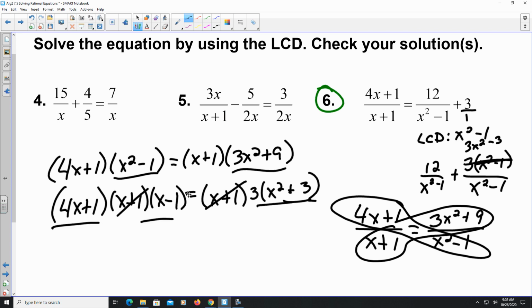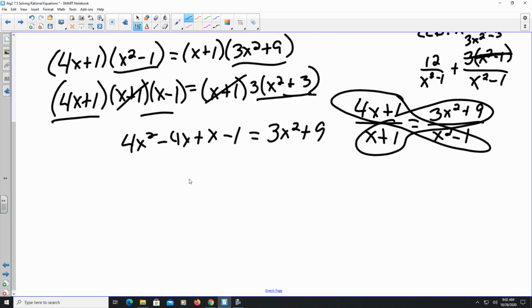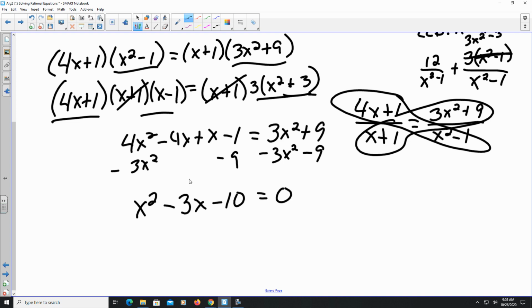So I'm going to factor these two out. When I factor these two out, I get 4x squared minus 4x plus x minus 1 is equal to 3x squared plus 9. So it's quadratic. Set it equal to 0, so I'm going to subtract 3x squared and subtract 9. When I get there, I get x squared minus 3x minus 10 is equal to 0.